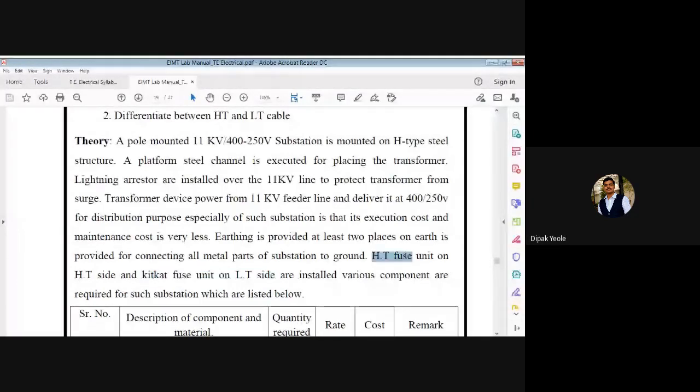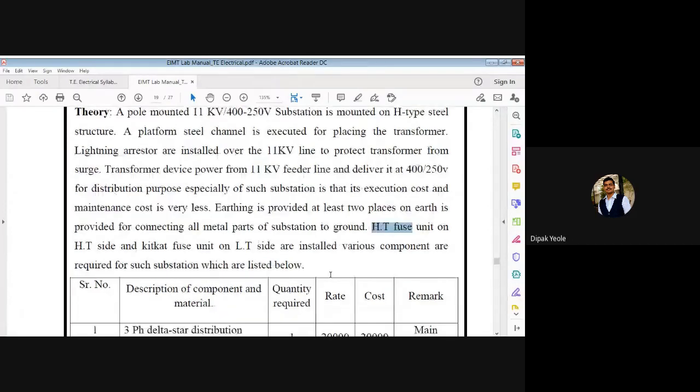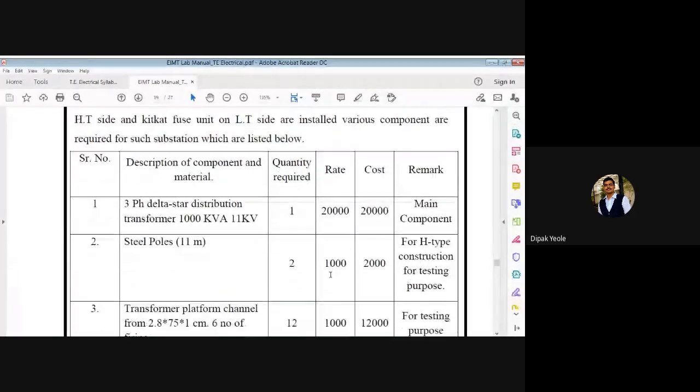Various components are required for such a substation, which are listed below. Now our point of interest is the different components. We have almost 10 to 15 components, and we are interested in the cost. No doubt this cost is taken from the internet directly, because we are interested in the final cost.